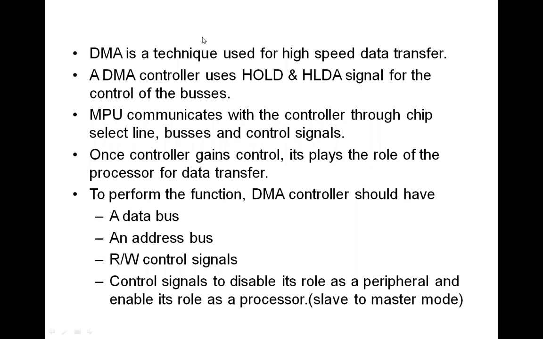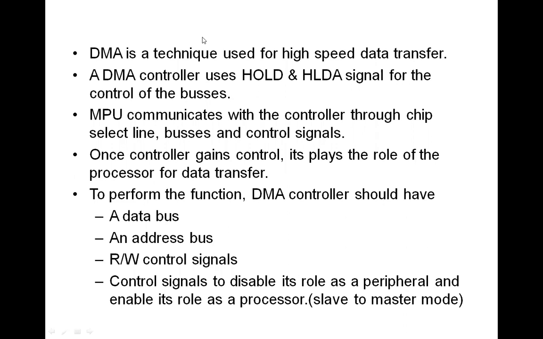Now, the DMA controller uses these two signals, the hold signal and the HLDA signal, when a peripheral is going to request the microprocessor for control of the buses. And the microprocessor unit communicates with this DMA controller using three lines: the chip select line, the buses, as well as the control signals. However, once the controller has gained control, it is going to play the role of a processor for the data transfer operation.